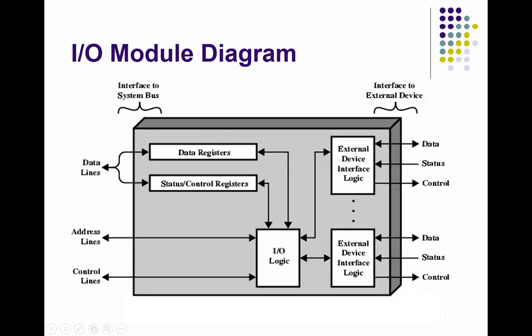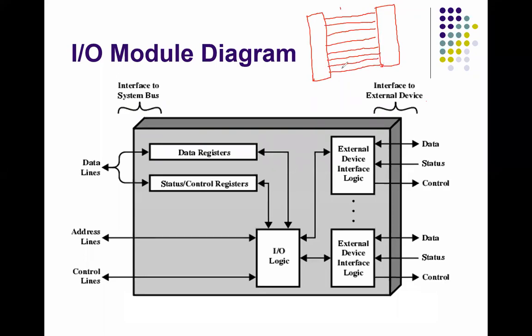So, parallel data transfer and serial data transfer. Parallel data transfer means, for example, this is one device and this is another device. If you are transferring 8-bit data, for each bit there is a separate connection, and in this way you can transfer 8 bits at a time.